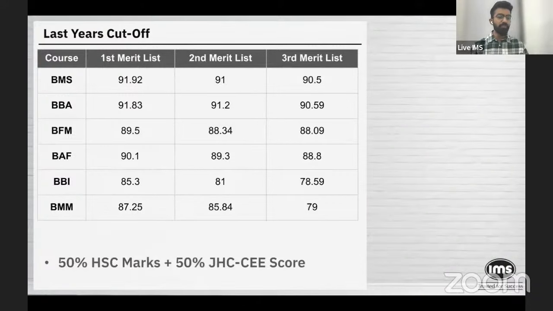So, guys, I think everyone now knows their joint entrance score and their HSC marks. You can use this formula to calculate your own composite score, and accordingly you can see which degree or course you will get based on the merit list.